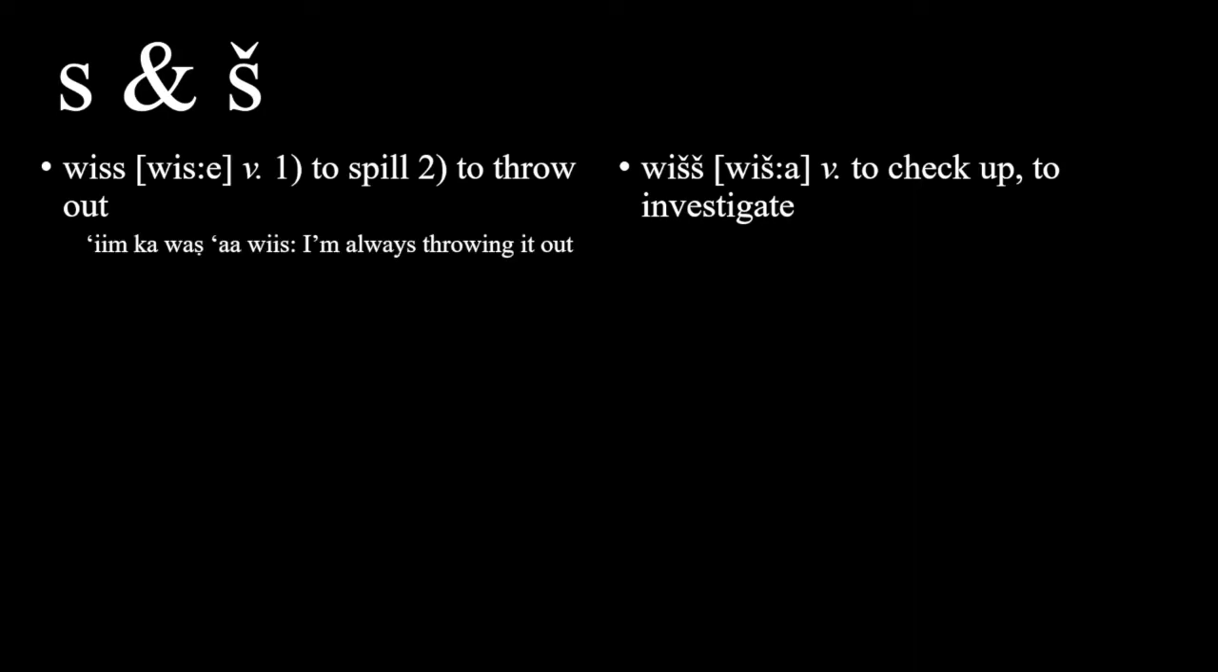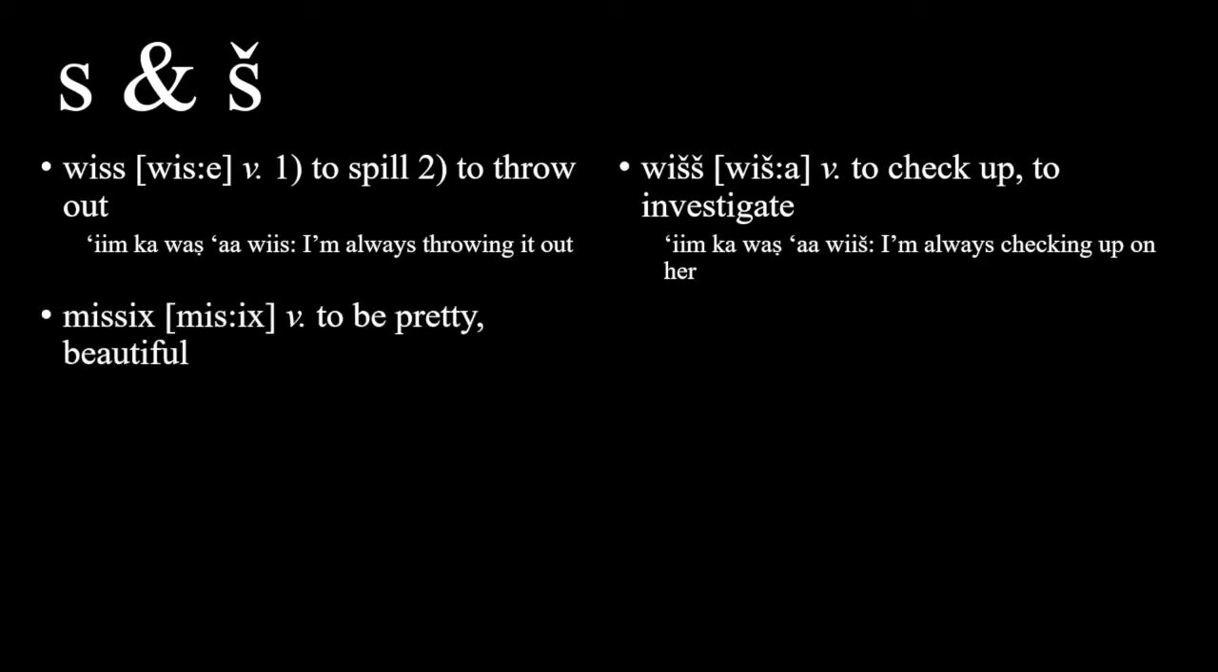So say im ka wash a wis means I'm always throwing it out, meaning like a drink, like there's a disgusting drink and you're throwing it out because you just don't want to drink it. The other word, im ka wash a wish, means I'm checking up on her. Wish means something like to look carefully, to observe, to check up. It can be like a doctor checking up on a patient, or a health inspector investigating something. Just has to look carefully. So im ka wash a wis, im ka wash a wish. You can hear this difference clearly.